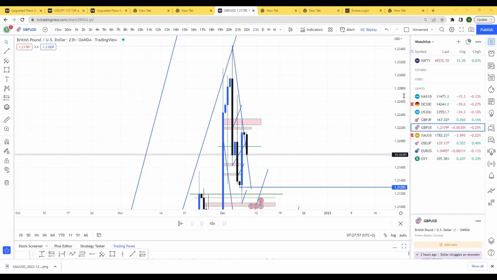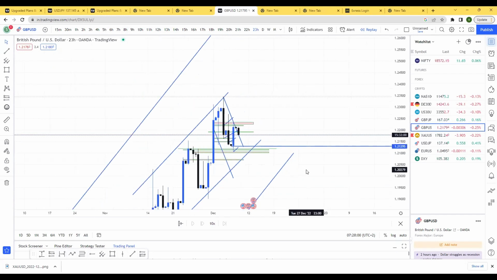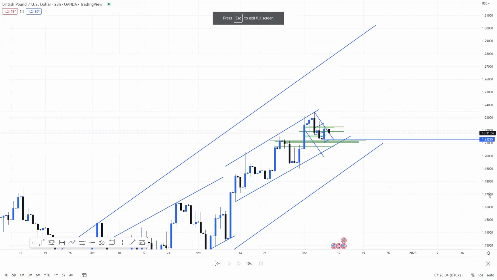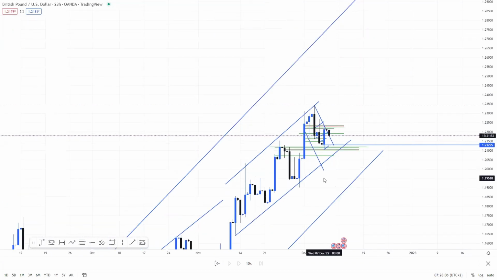I knew that the market was going to slice down to these lows as yesterday. So guys, as you can see, yesterday I took a trade to that level to the downside, understand? And now the market is still going down, you understand?